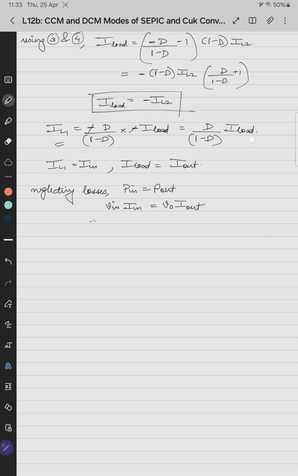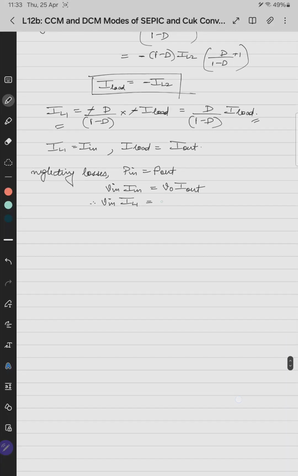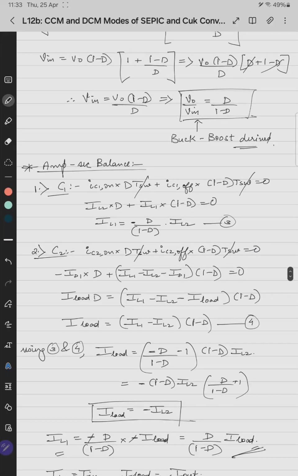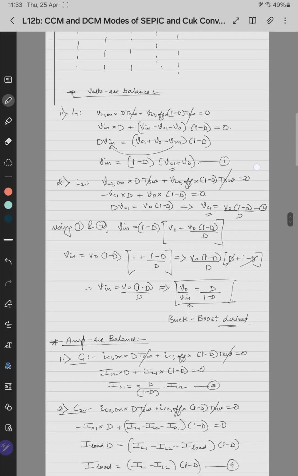To verify this relation, we will use this identity. V in into IL1 equals V naught into I load. What is V naught? V naught is V in into D by 1 minus T. So V in into D by 1 minus T into I load. If V in gets cancelled, what is IL1? IL1 is D by 1 minus T into I load. This matches with this, which means that our analysis of current second balance or amp second balance is correct. This is how you should verify volt second balance and amp second balance using each other.